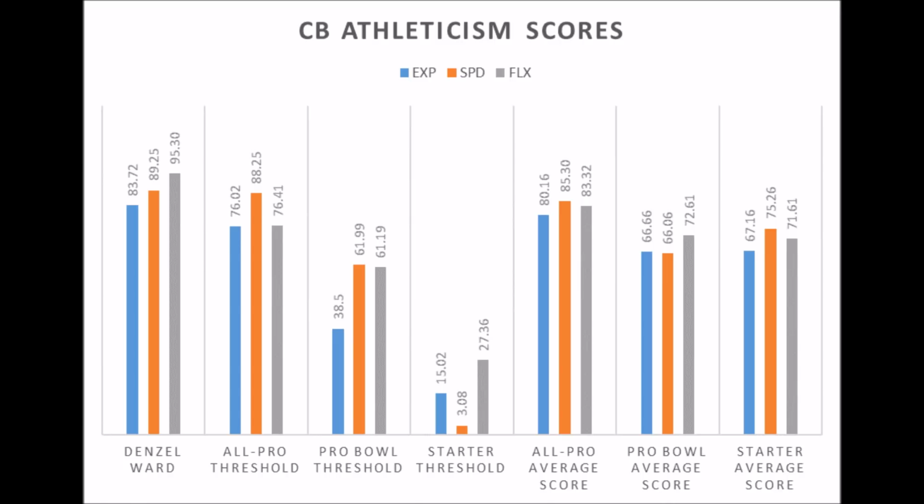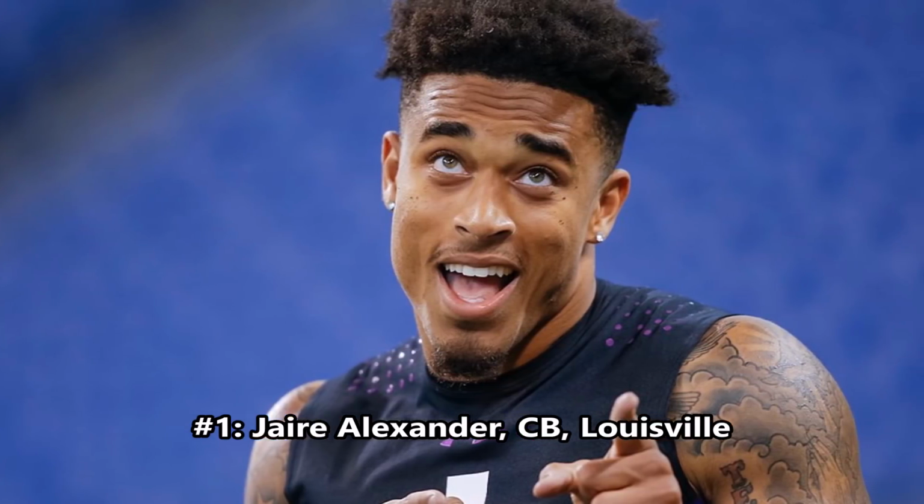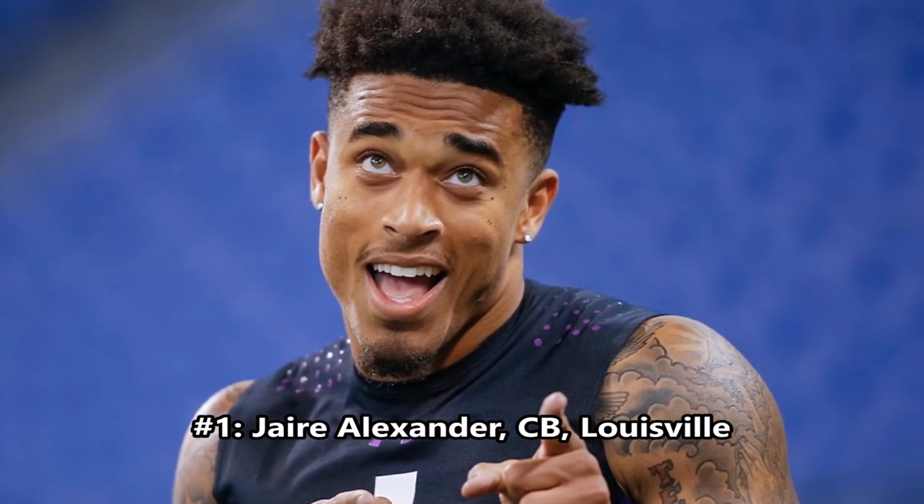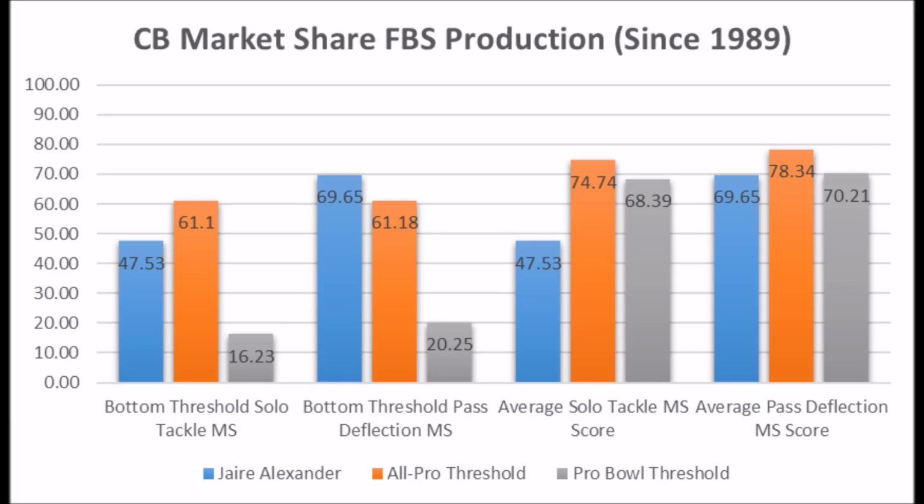Then we get to the number 1 cornerback in this draft class based on analytics. We get Jaire Alexander, cornerback out of Louisville. Looking at his production data, 87.53 in terms of solo tackle data, 69.65 in terms of pass deflection data. Very similar situation to Denzel Ward, where his solo tackle data is not exactly where it needs to be. Pass deflection data is solid, though.